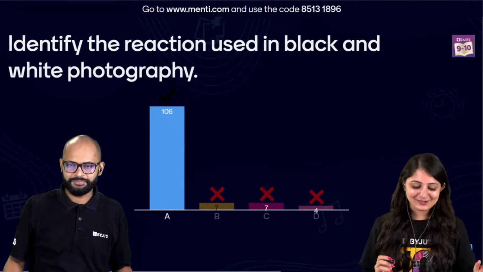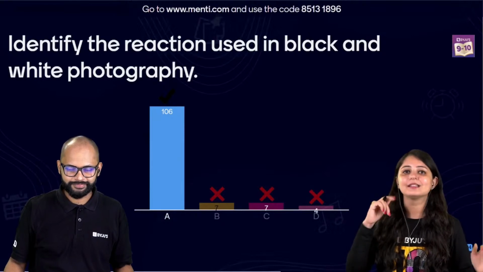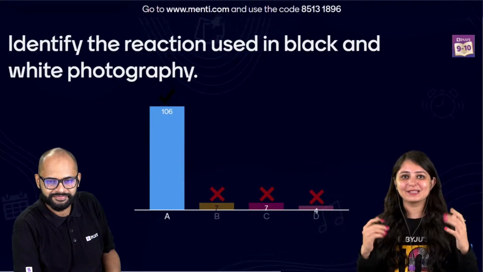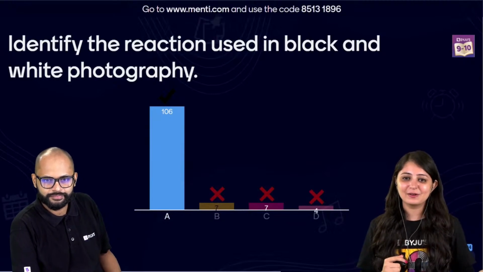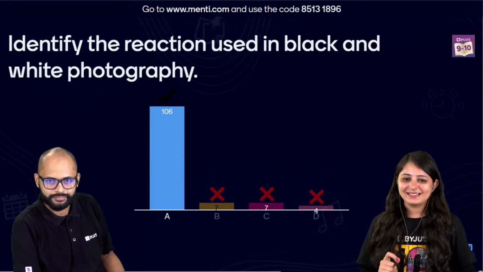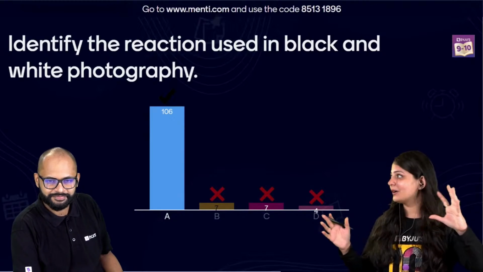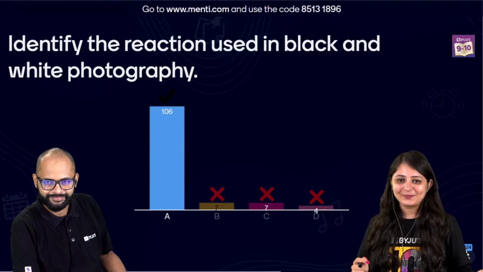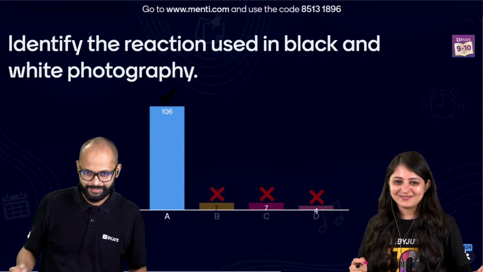When it crosses 100, we feel very proud and happy. So well done. 106 of you have marked silver bromide, decomposition of silver bromide. Yes. The various shades that you get, it's because of the decomposition of silver bromide. And definitely, that's the reason it's all done in a dark room, because otherwise, silver bromide can get decomposed also. Yes, nice. Black and white, yes.